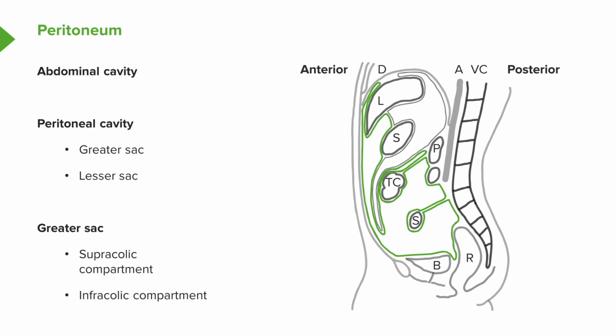If we now look at the peritoneum that's forming this lesser sac, we can look at it in blue. The same principles apply, but this time we're posterior to the stomach. We can see parietal peritoneum running here over the diaphragm. It then connects to the liver, and runs over the liver as visceral peritoneum.